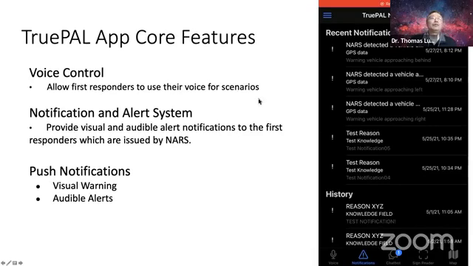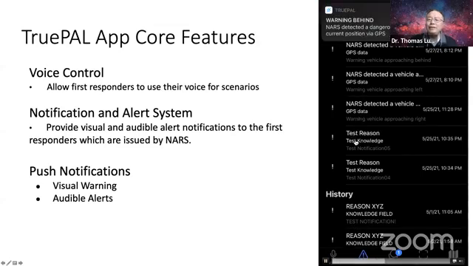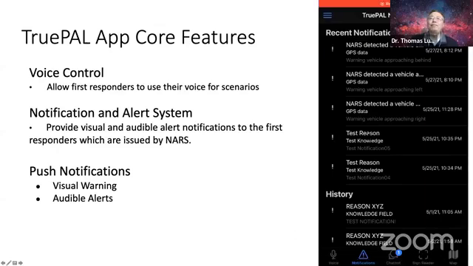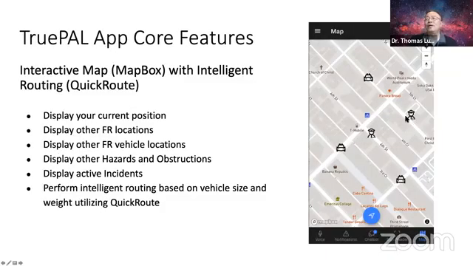TruePol gives you voice control to give voice commands, notifications in the alert system, and push notifications. Here it shows, I don't know if you can hear it, this actually just gives a talk, but let me show some more. This is the map that shows all the first responder vehicles and also first responders. If you are not in the vehicle, it tracks everyone on the map, so you know where everyone is when an accident happens.